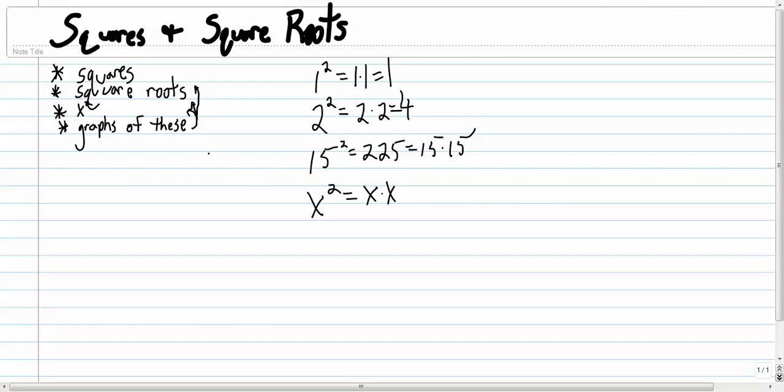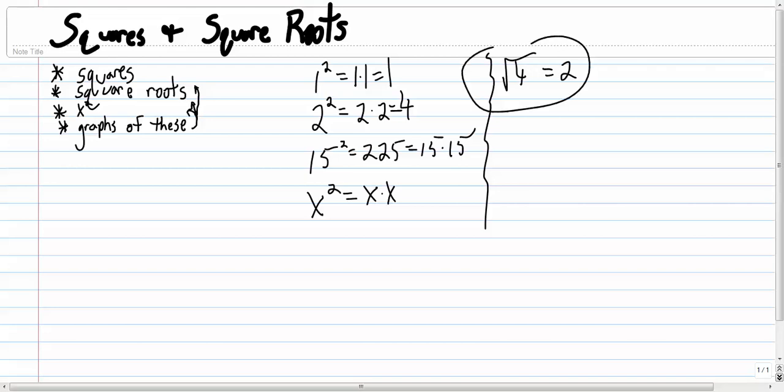So those are squares. Now, what is the inverse of a square? It's a square root. And the square root of a number, we use this little brackety symbol to do it. The square root of a number is what number times itself equals that number inside the bracket. So the square root of 4 is 2.